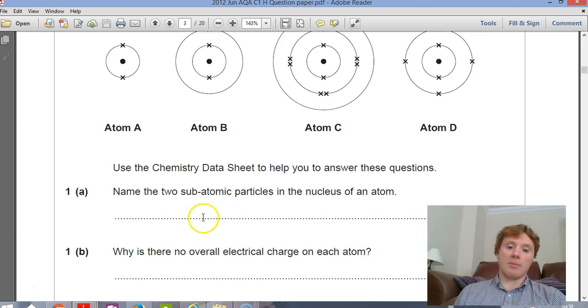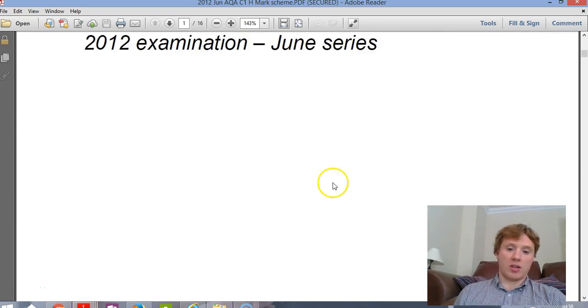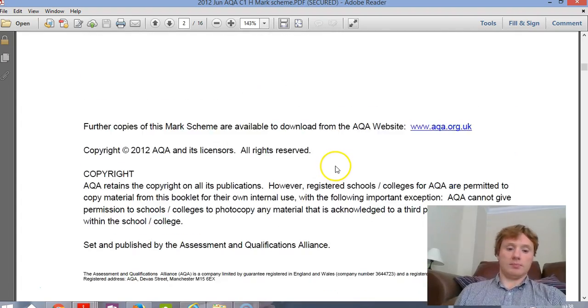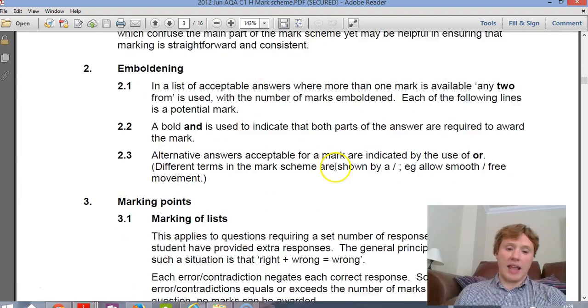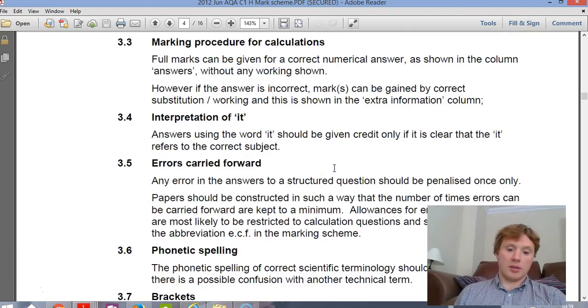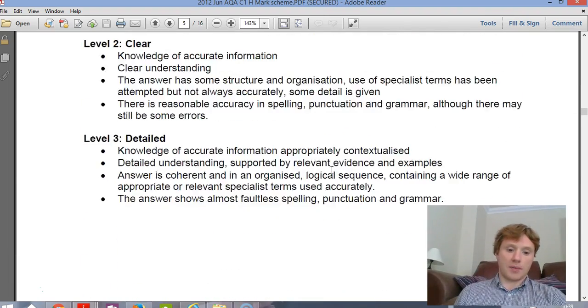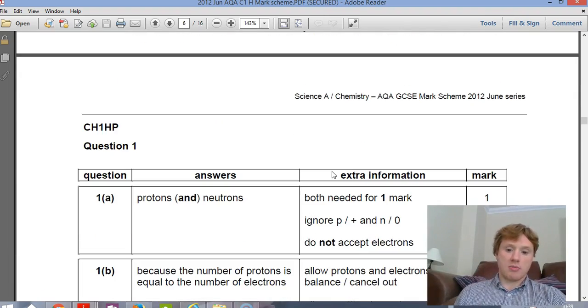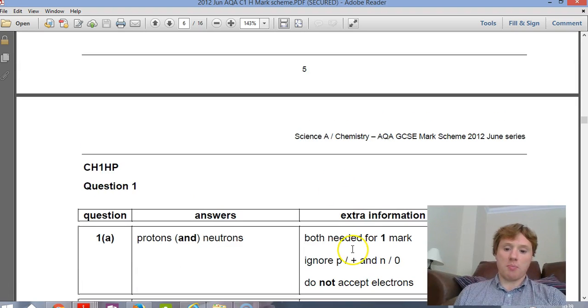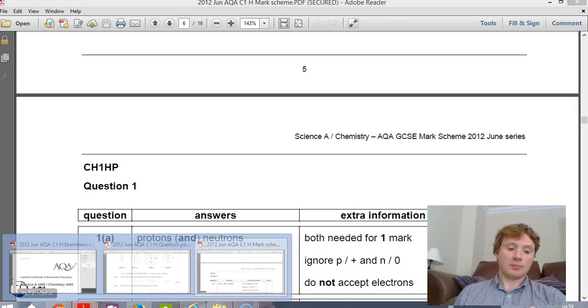Right. Name the 2 subparticles in the nucleus. They are the proton and the neutron. So just look at the mark scheme. See if there's any other extra things. I doubt it. It's pretty straightforward. Protons and neutrons. Ignore P/+ and N/0. Do not accept electrons because they're definitely not in the nucleus. So it's 1 mark for both of them.